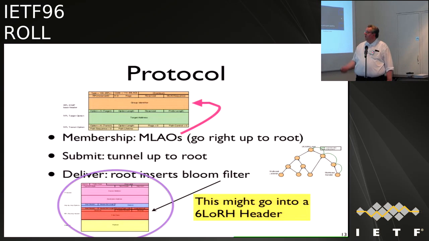So how does the protocol look like? Well, we do need some DAO kind of thing, because listeners still have to indicate the interest. So we invented something called MLAOs, multicast listener address options, that can be sent upwards, and they are sent to the root, because the root's the only node that needs to know about things, which is the nice thing about non-storing mode. The submission phase of a multicast, so the phase where the multicast goes up to the root, this is just tunneling. And the delivery phase is done by the root adding a Bloom filter in a routing header 4711, I don't know. And with what we know now, we might want to use something like a 6LoRH routing header for that. But at the time when we wrote this, we were just doing the normal thing with the IP-in-IP header and the routing header. So that's it.